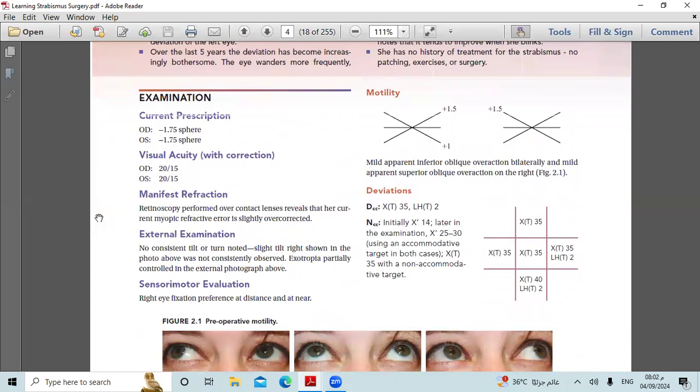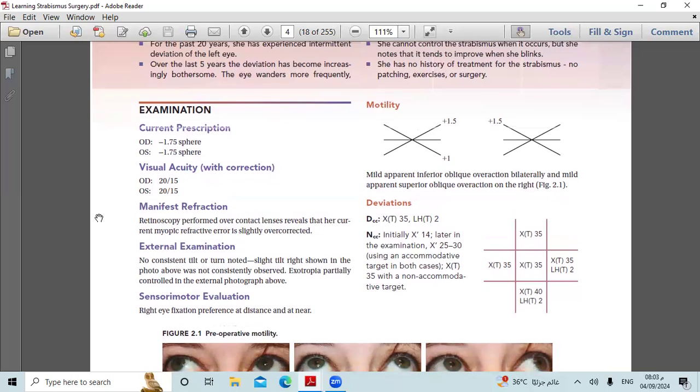Motility. Mild apparent inferior oblique overaction bilaterally and mild apparent superior oblique overaction on the right. Deviations. Distance corrected: intermittent exotropia of 35 degrees and left intermittent hypertropia of 2. Near vision corrected: initially exotropia of 14. Later in the examination, exotropia of 25 to 30, using an accommodative target in both cases. Intermittent exotropia 35 with a non-accommodative target.